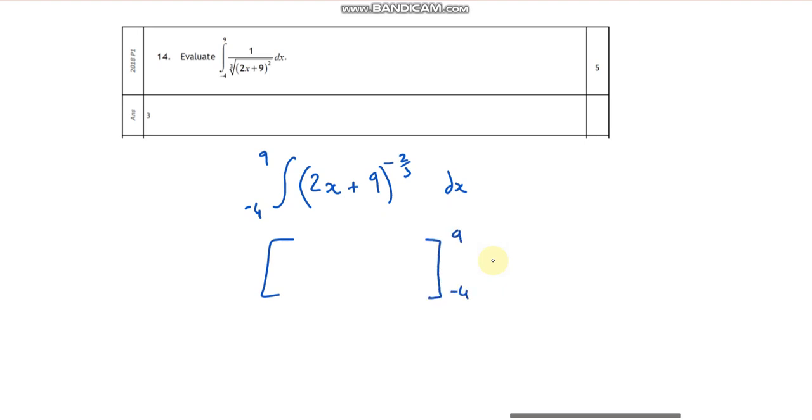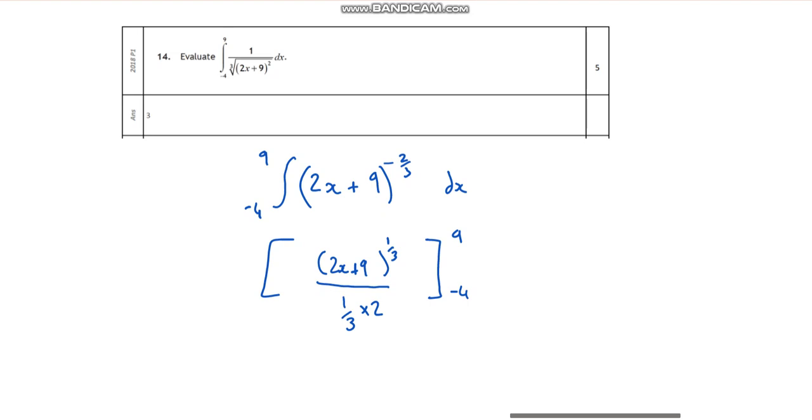Very good. So the bracket, I'm going to add 1 to the power. So if I add 1, I'm adding 3/3. So I'm going to end up with a third. And I'm dividing by that new power. Fantastic. The bracket stays the same. And I multiply through by the differential.